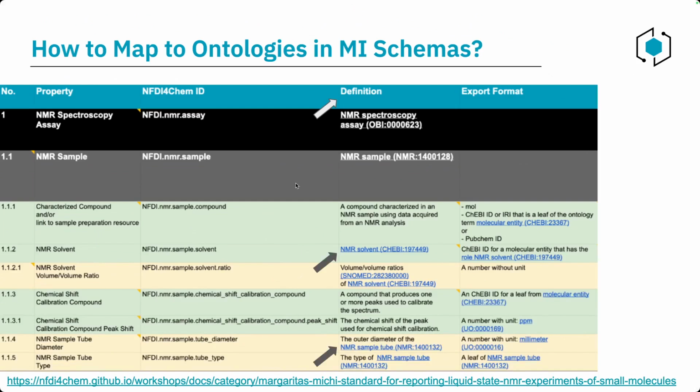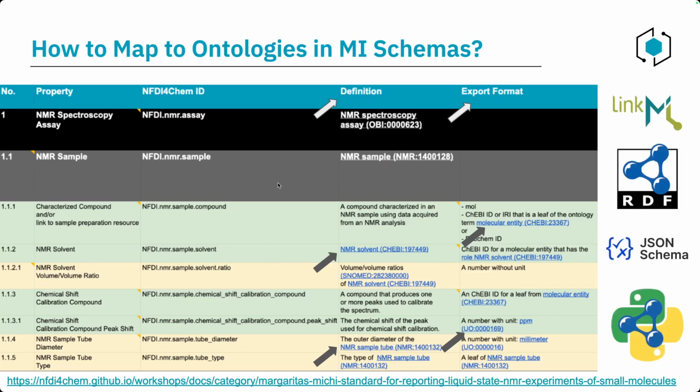And the other way, which we are also using, is the export format, which basically represents the accepted values in a specific field. For instance, when we request the user to provide compounds, we ask them to provide them from ChEBI. Or also when we request some units, we request them from the unit ontology.